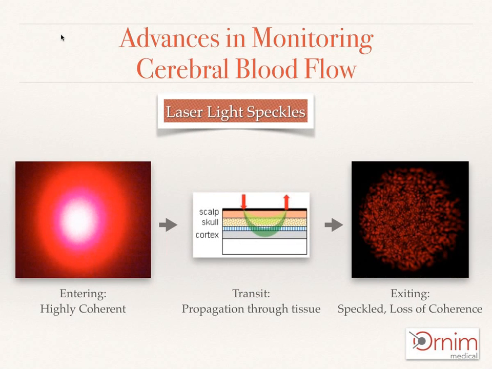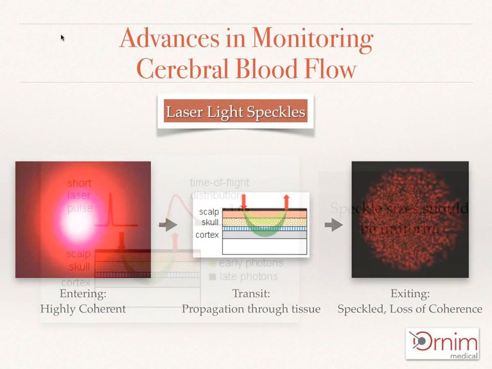So let's talk a little bit about the laser that we're using here. When the laser enters the scalp, it goes through as a highly coherent beam. It passes through the tissue underneath the scalp, which includes the skull, cerebral spinal fluid, pial structures, and the cortex itself. When it exits, it comes out of the scalp as a speckled pattern of light. It has lost its coherence. This speckle pattern is fairly predictable. Statistically speaking, we have a rough idea of what this speckle should look like in terms of the size and the frequency of distribution of speckles.